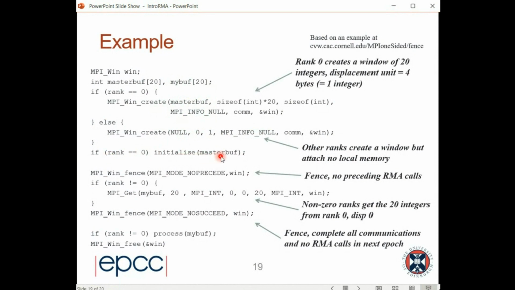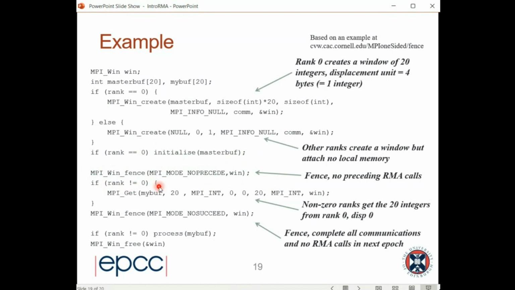We then initialize the master buffer. We then have an MPI_Win_fence. We need it for a number of reasons, but the main reason here is we don't want the non-zero ranks to get the data before it's initialized. There needs to be a synchronization here. You wouldn't need that in MPI because rank 0 would have to actively send the data.